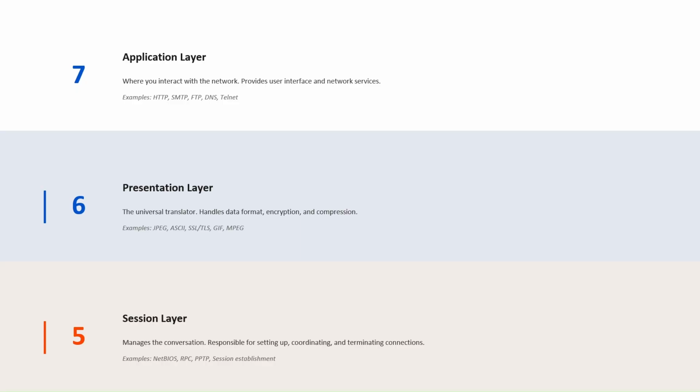Layer 6, the presentation layer. It's all about the data format. It ensures that the data sent by one system is readable by the receiving system. It handles things like encryption, decryption, and compression. Think of it as the universal translator.